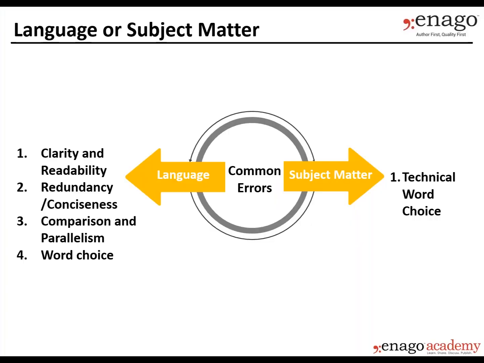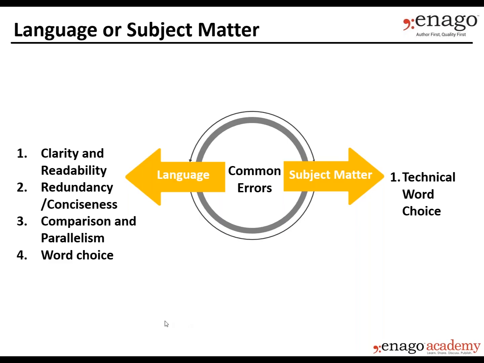So language or subject matter. If you like, you've got the language, which we've just been talking about in terms of clarity, readability, word choices, those sorts of decisions and possible pitfalls. And then you've got the subject matter. That's going to be more discipline specific. It's going to be more about what you are trying to convey, whether it is around experiments or a description of a population or a historical essay. So you've got to make sure that you're using the right words.